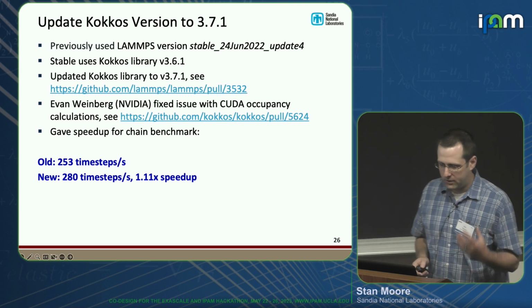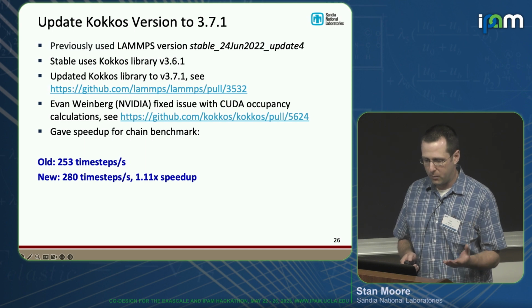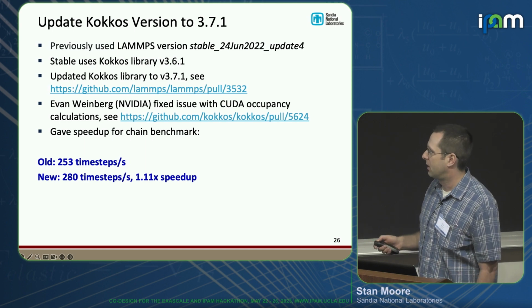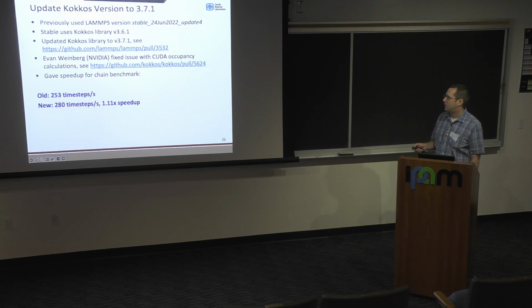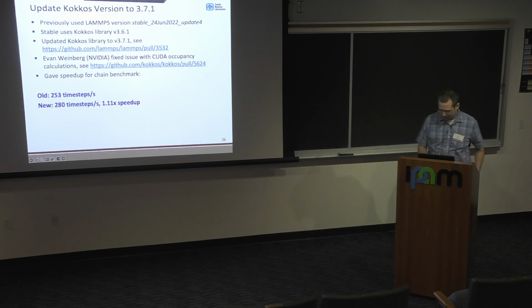Okay, so the first thing that I did is I updated the Kokkos version to 3.7.1. I was previously using the latest stable, which used 3.6.1. And it turns out that Evan Weinberg from NVIDIA actually fixed an issue with the CUDA occupancy calculations, where it was giving us a non-optimal value. And this actually gave over 10% speed up for the benchmark, just updating the Kokkos version, which was great.